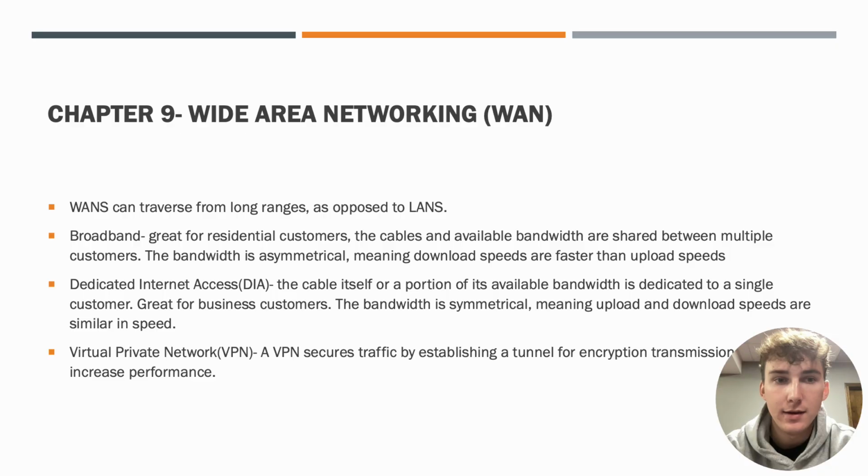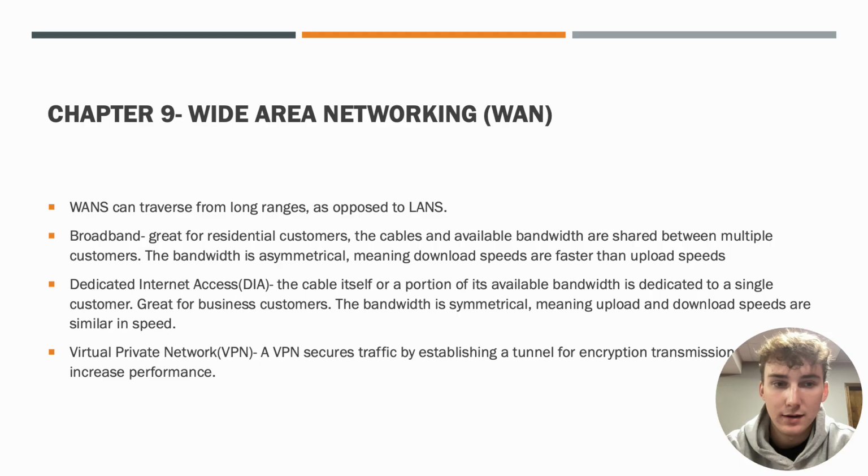So chapter 9 is about wide area networking, which is typically referred to as WAN. So WAN can traverse long ranges as opposed to local area networks. Broadband is great for residential customers, and the cables and available bandwidth are shared between multiple customers. This type of bandwidth is asymmetrical, which means the download speeds are usually faster than upload speeds.